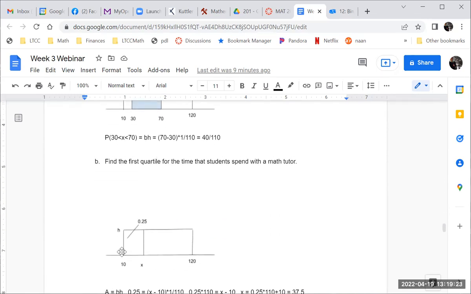So it's the same rectangle from 10 to 120. I don't know the first quartile, so that's when you use a letter. Let's use X because it's math. But what I do know is that 25% is to the left of that value, which means that the area of the rectangle to the left of this X value is 0.25. Any questions on how I arrived at that and my reasoning behind it?